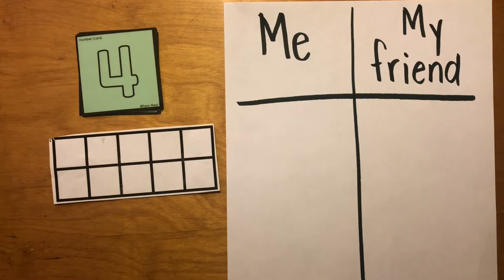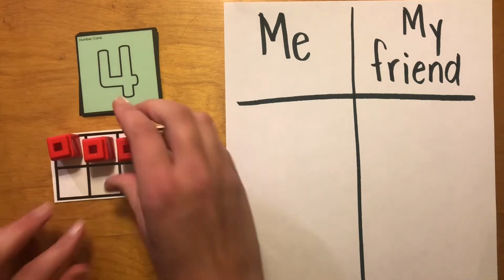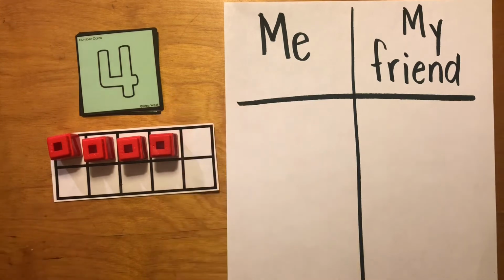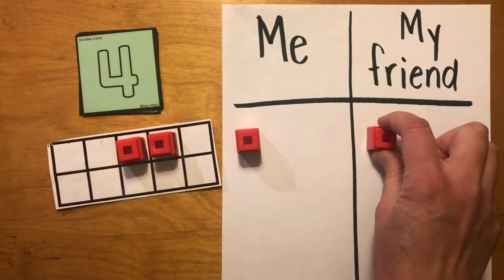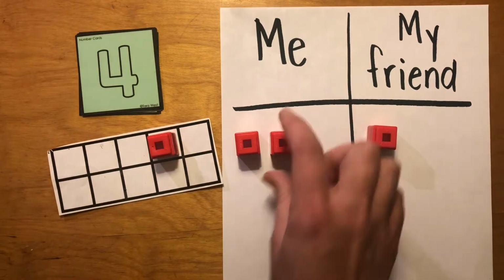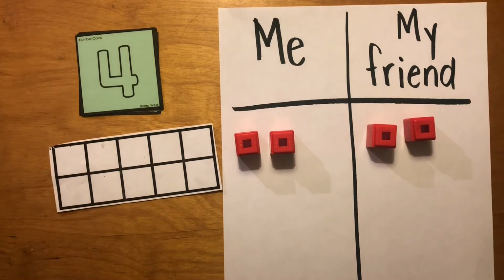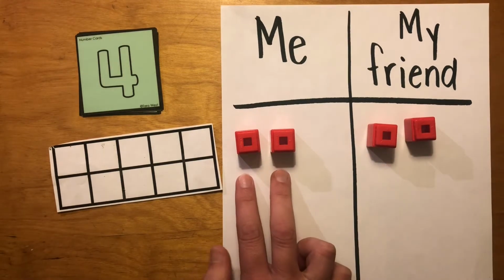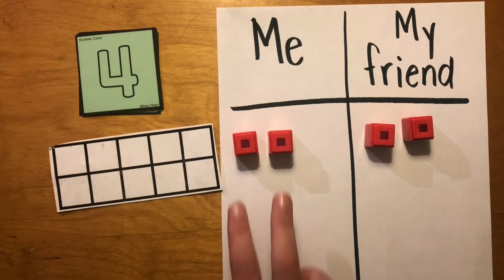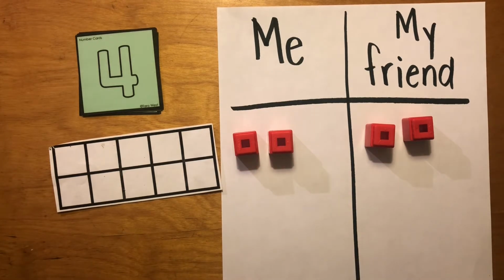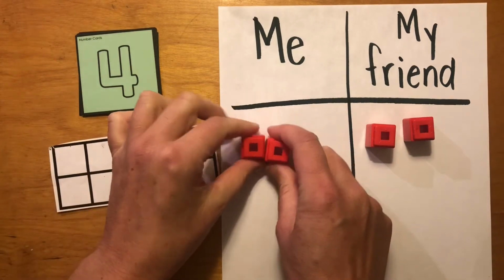All right, number 4. 1, 2, 3, and 4. What do you think? Will this be odd or even? Let's divide it up. 1 for me, 1 for my friend, 1 for me, 1 for my friend. I see 2 for me and 2 for my friend. Do we have the same amount? Yes. 4 is even. 2 and 2 make 4. So we can say, since we both have 2, it is an even number.